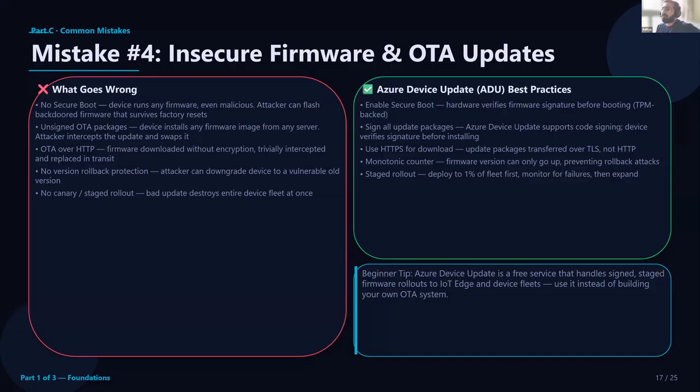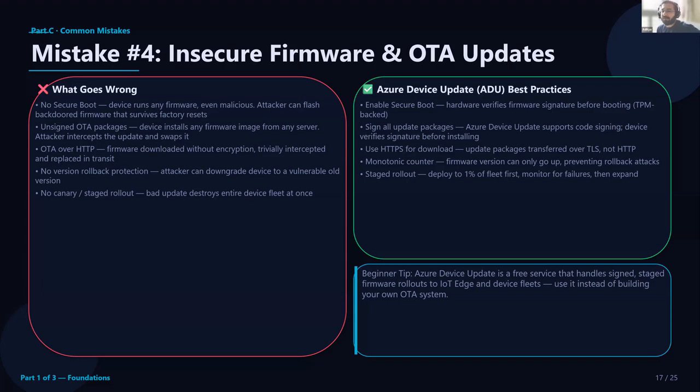Next is insecure firmware and OTA updates. This is again a common pattern. Secure boot means the device checks a cryptographic signature on the firmware before executing it. But without secure boot, an attacker with physical access can flash any firmware onto the device, right? Including a backdoor version that looks identical to the legitimate one, but it can exfiltrate data or provide remote access. So this modified firmware survives factory resets basically.